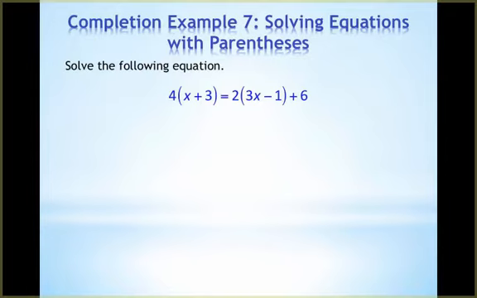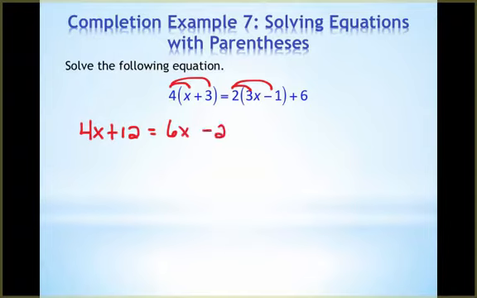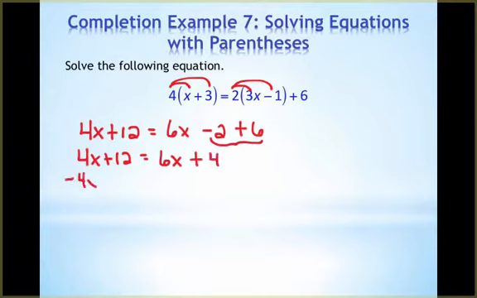Another example with parentheses, let's start with distributive property. 4x plus 12 equals 6x minus 2 plus 6. Combining like terms, on the right-hand side, I can put negative 2 and 6 together, which would give me plus 4. And now we'll subtract 4x.